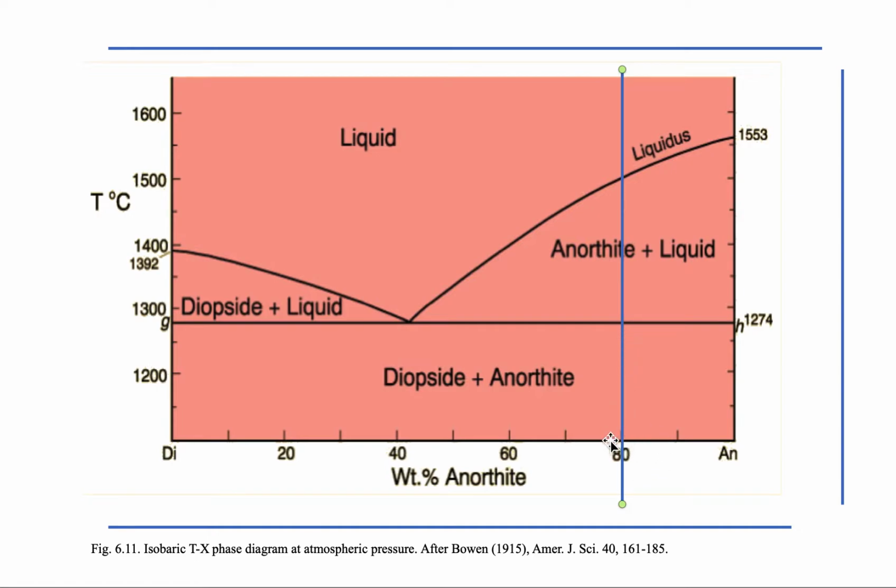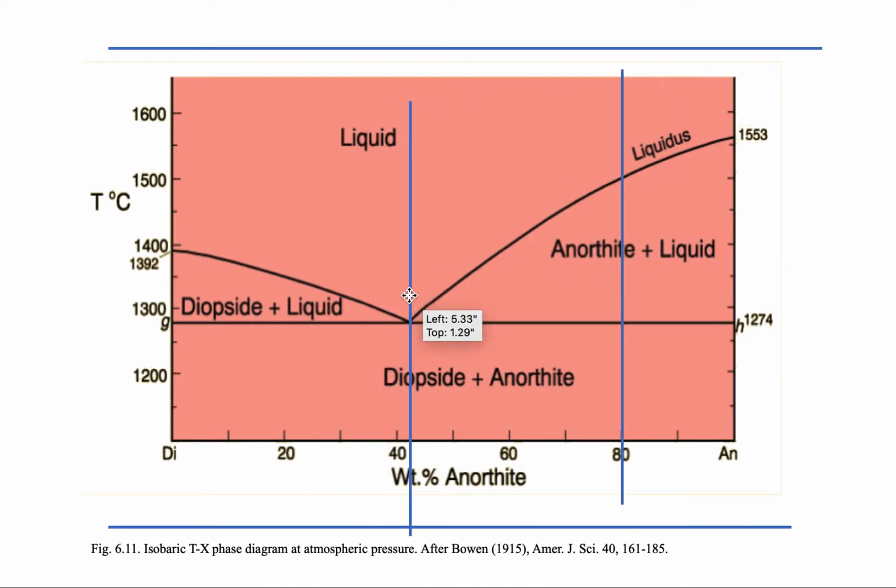So we start out at very low temperatures down here, we take this composition and heat it up, and then when this rock reaches 1274, that's when the first liquid begins. What kind of liquid do we get? We get a liquid that is equal to the eutectic composition that is right there where these two liquidus curves, the anorthite plus liquid liquidus and the diopside plus liquid liquidus meet. And they meet at a temperature of 1274 and a composition of about 42 weight percent anorthite.